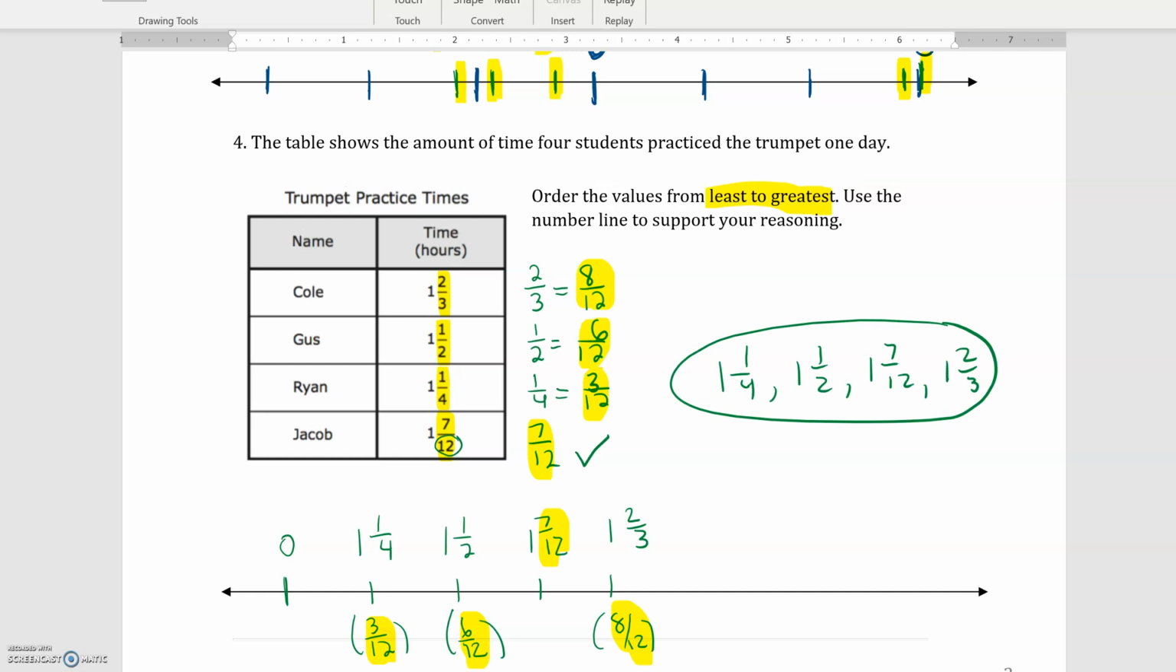Check your work here so you can see how you did. I converted each fraction into an equivalent one out of 12. Then I used that to list them in order on my number line, using the 12ths to help me order from least to greatest. And then I expressed my answer from least to greatest using the original problem, where the smallest is 1 1/4, then 1 1/2, then 1 7/12, then 1 2/3.